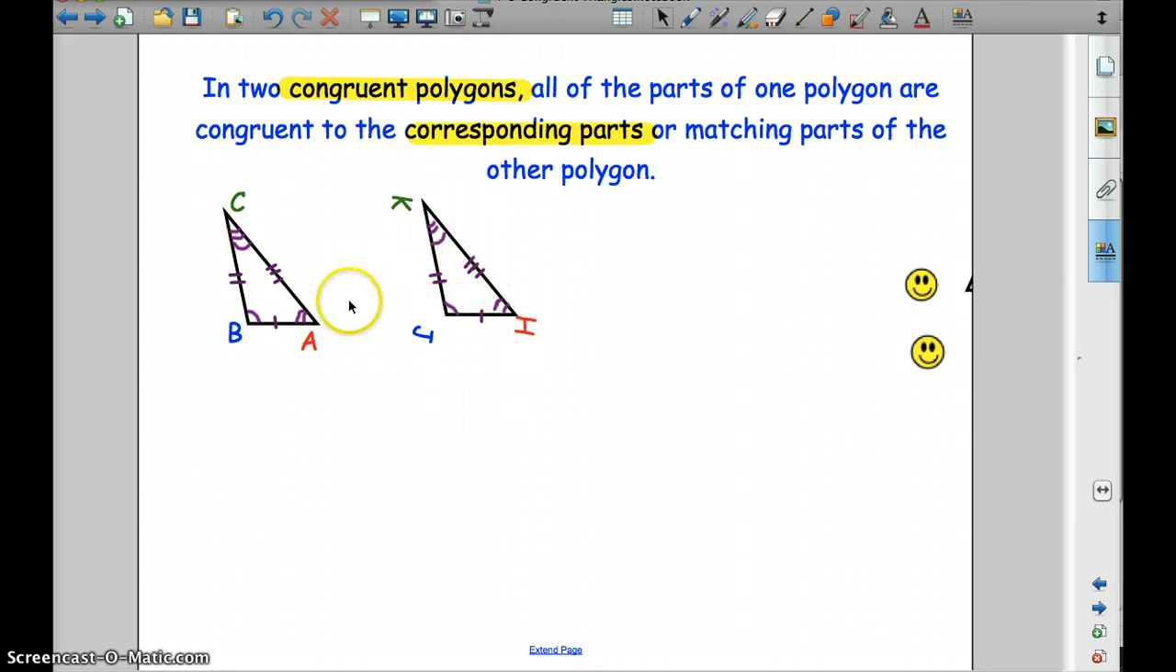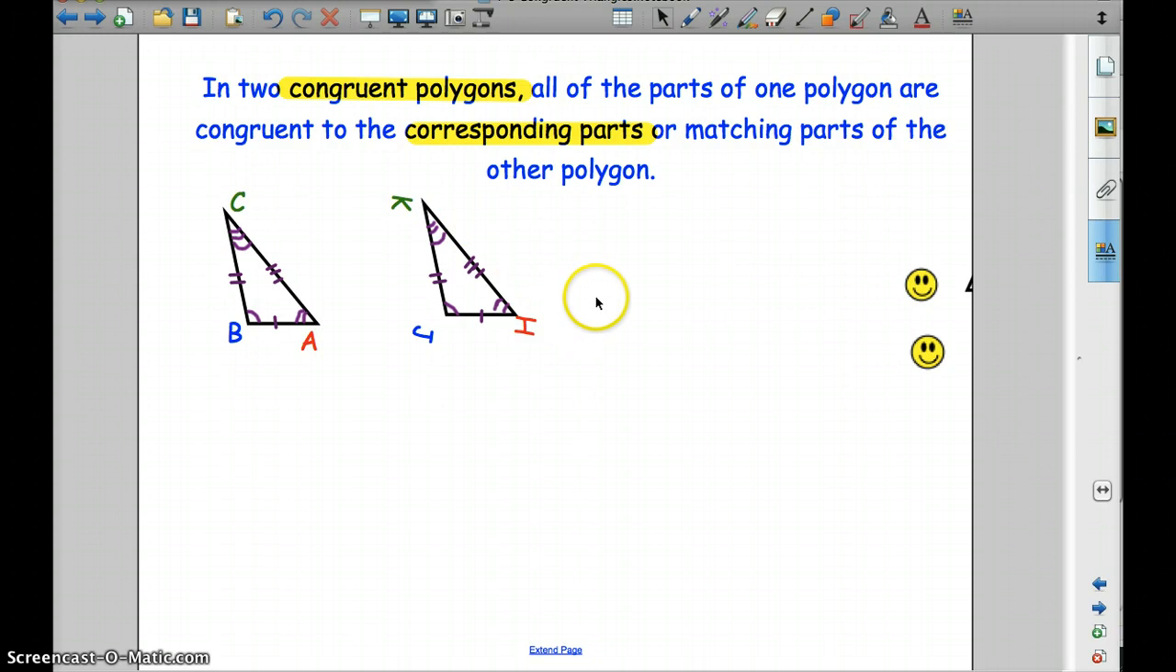Now notice that A and H are congruent to one another because of these arc lengths here. So A has 2 arc lengths and H has 2 arc lengths, therefore they are congruent. B and J are congruent, C and K are congruent. And notice that BC is congruent to JK and CA is congruent to KH.